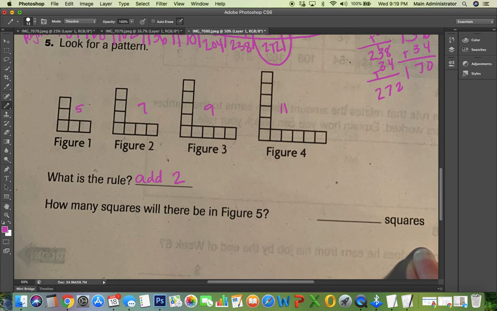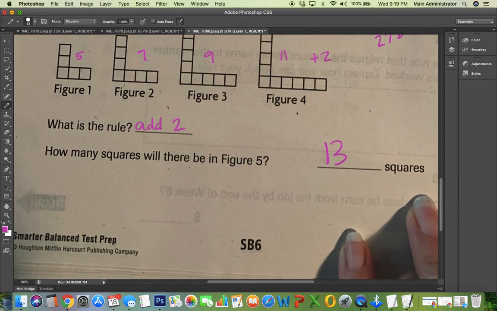How many squares will there be in figure 5? I just need to add 2 more, which means 13. And that is it for SB6.